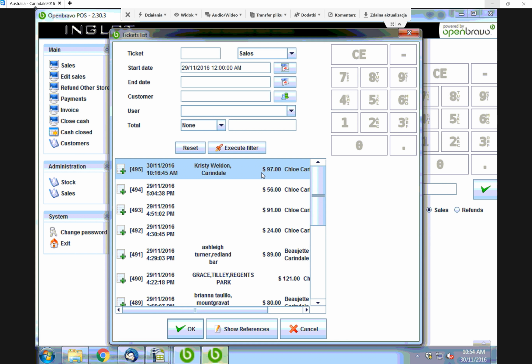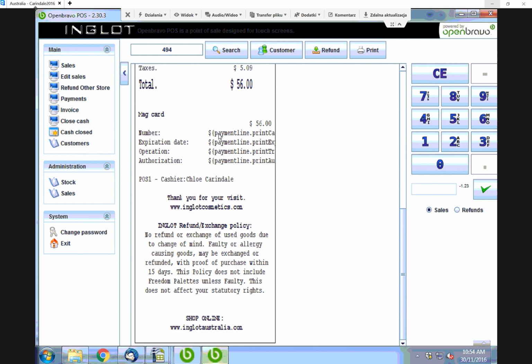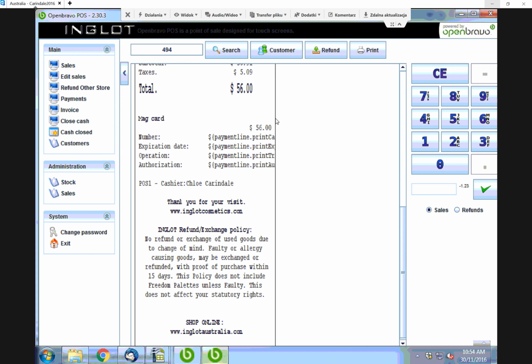and find the transaction. So let's say we just look at yesterday. There might have been a variance yesterday. Let's just say we were looking for $56. We can click this and go, oh, that's probably where our variance is. Click OK.